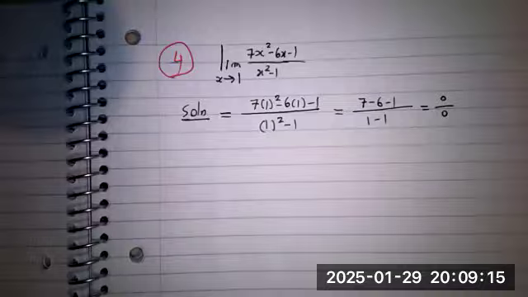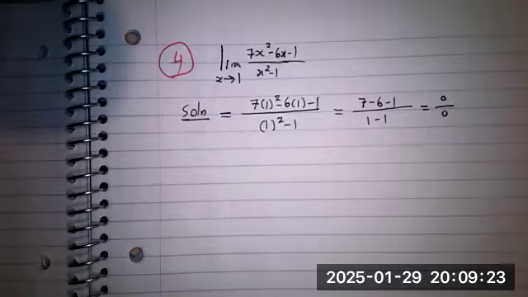You see we get the 0 over 0. So what's the answer to this one? Wouldn't that make it undefined because you're dividing by 0? No, it's not undefined because the top is also 0. It means there's a common factor.